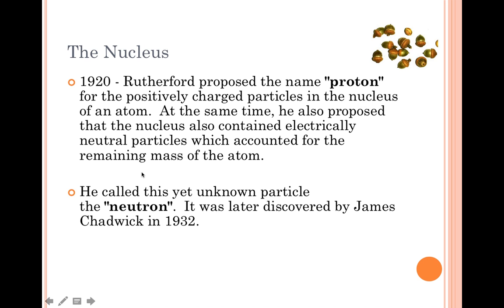So in 1920, he actually said the positive part, he used the name proton for the first time. He also said there had to be something in there to hold the nucleus together. So he called those neutral particles neutrons, but they weren't actually discovered to exist until 1932. It was discovered by a student of his named James Chadwick.